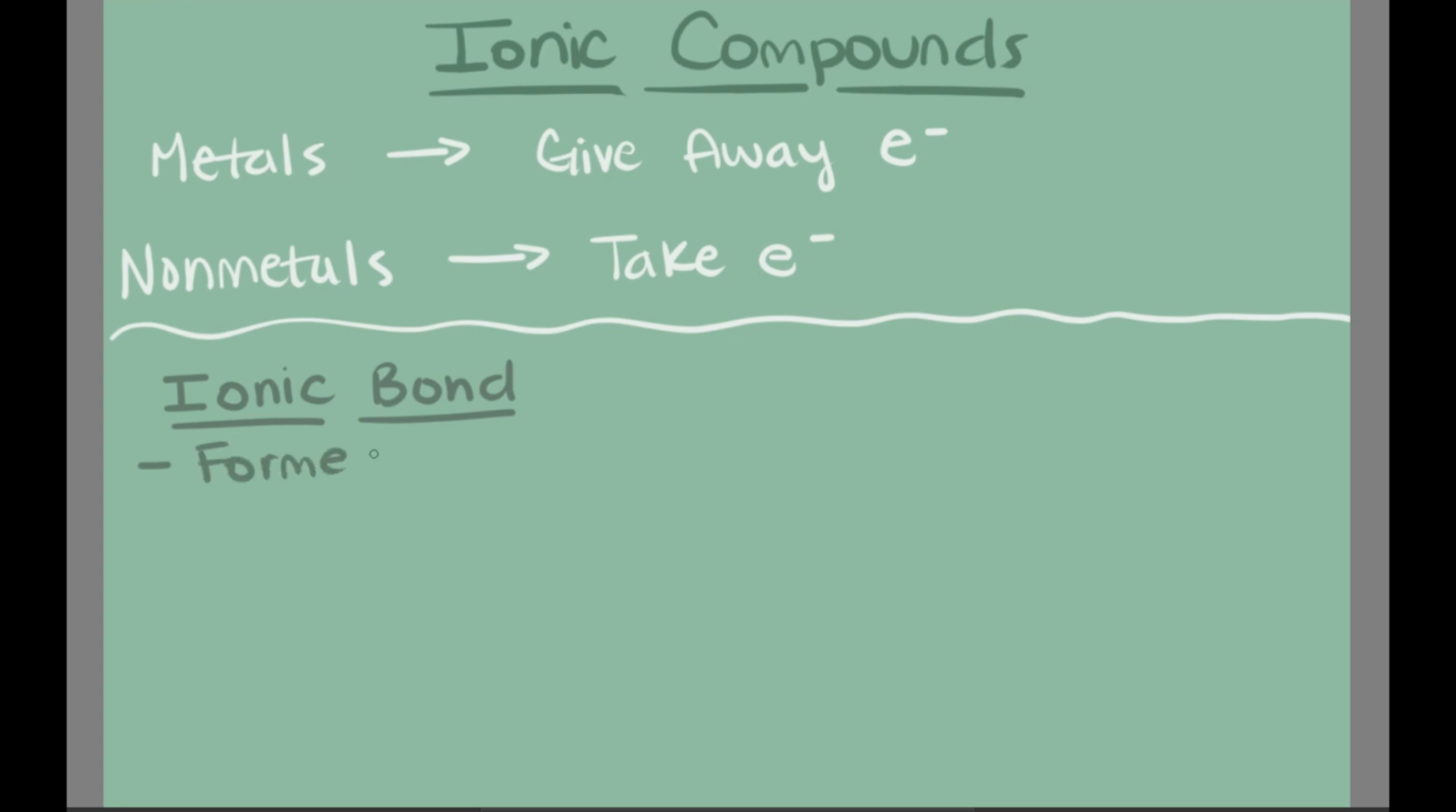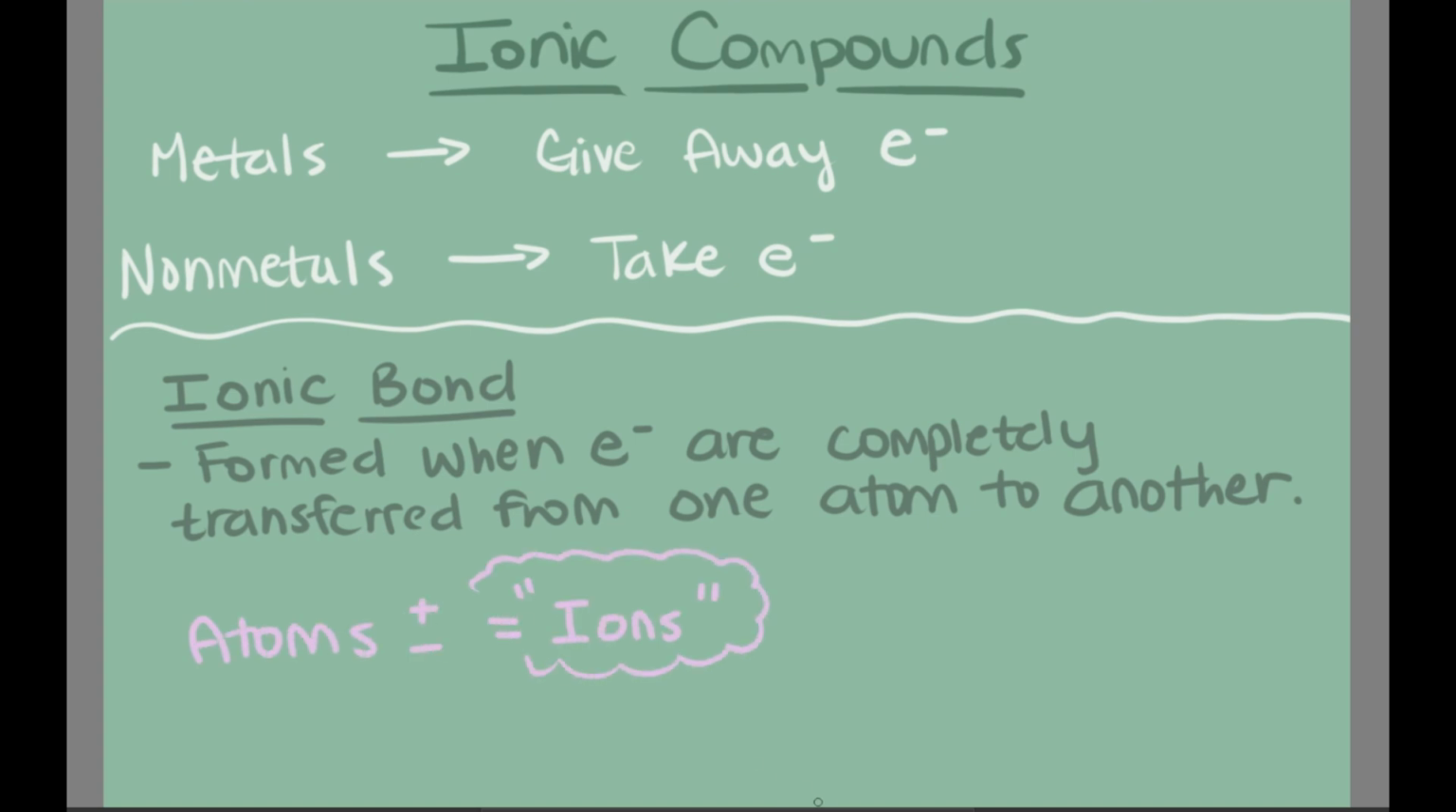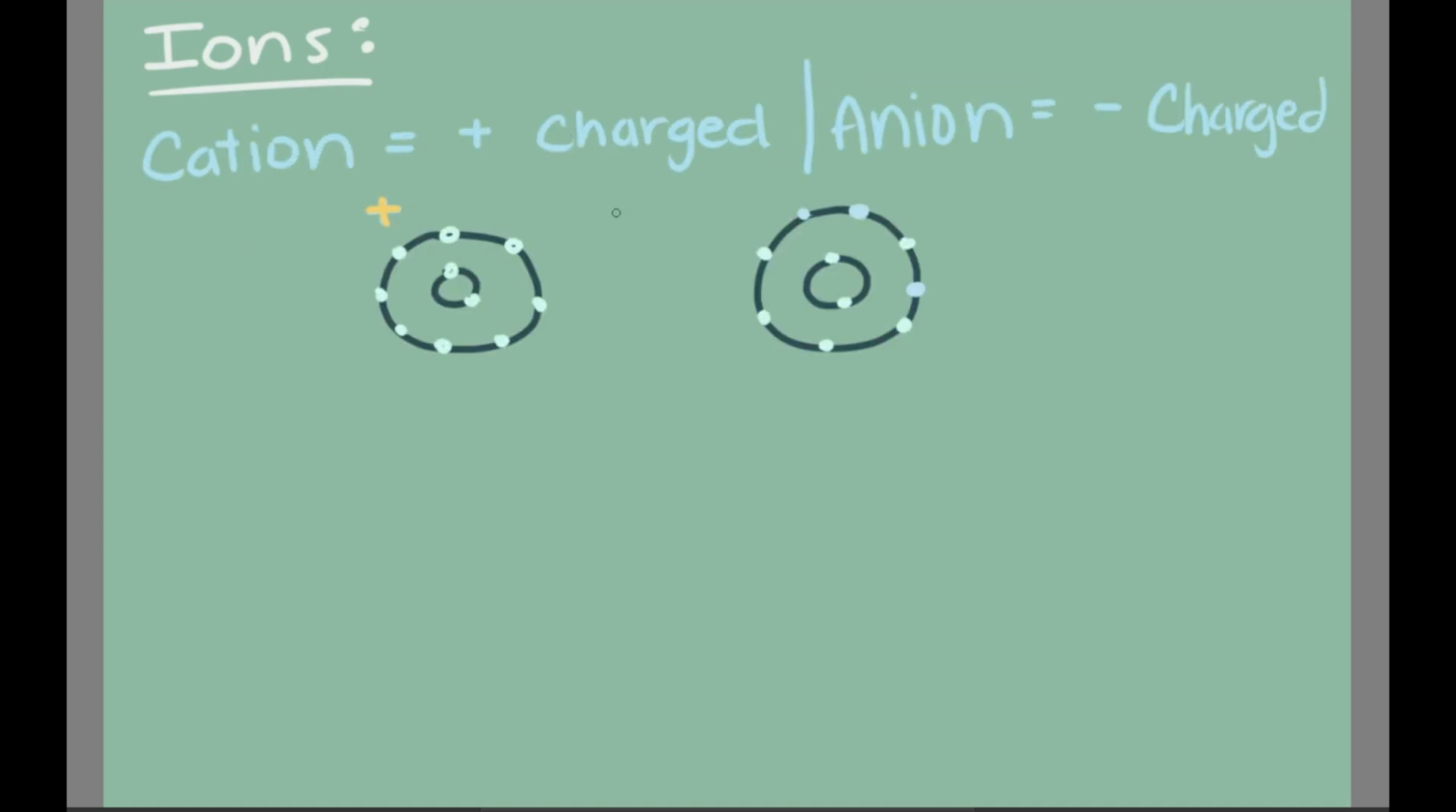An ionic bond is formed when electrons are completely transferred from one atom to another. When atoms gain or lose electrons, they form ions. Ions come in two different types: a cation, which is a positively charged atom, and an anion, which is a negatively charged atom. In an ionic bond, we create one cation and one anion. Even though they will look like individual atoms with different charges, the attraction between the negative and positive atoms will keep them together in a bond.